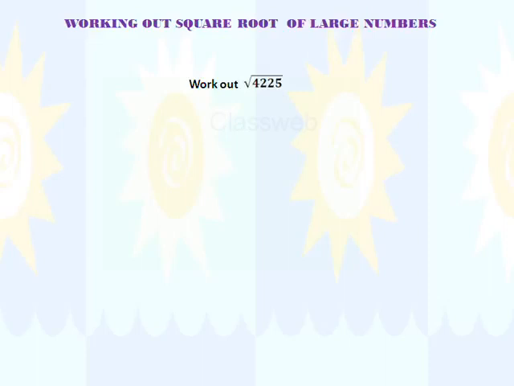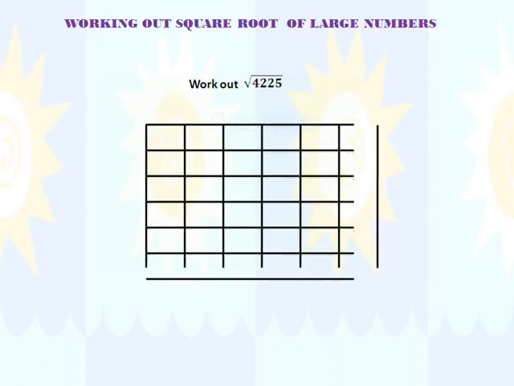Join me as I demonstrate how to work out the square root of a 4-digit number. And the number that we have is 4,225. To start with, we shall require a table. And then we shall take the 4,225. Then we insert it inside the table.